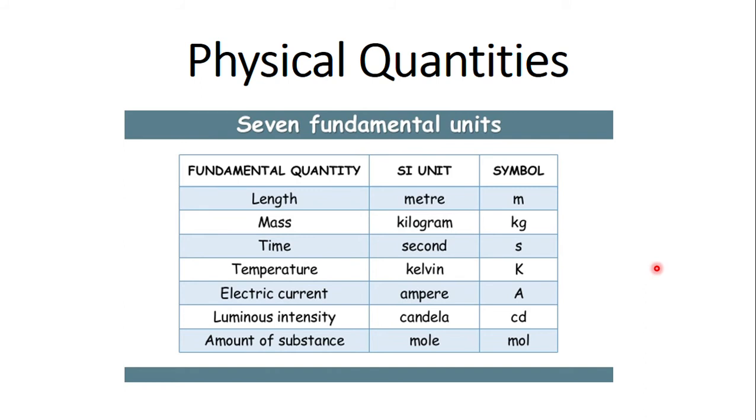So let us recall. Length, the SI unit is meter, the symbol is m. Mass, the SI unit is kilogram, the symbol is kg. Time, the SI unit is second, and the symbol is s. Temperature, the SI unit is Kelvin, the symbol is K. Electric current, ampere. Just note down, the symbol should be represented with a capital here. Here again it is capital K, whereas the others are small letters.